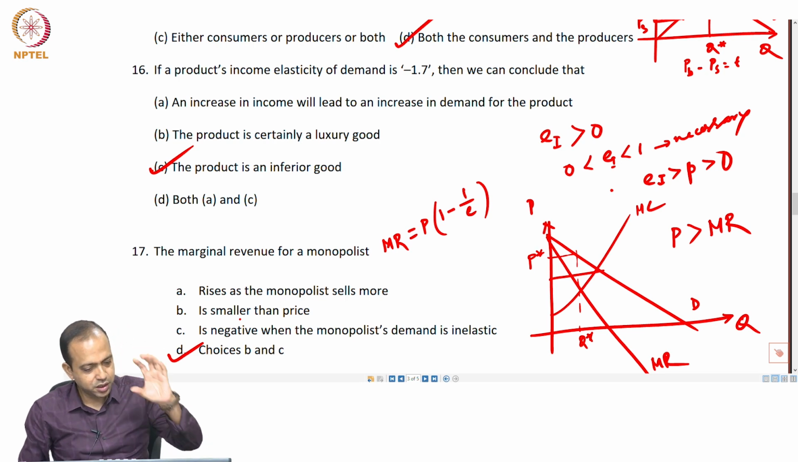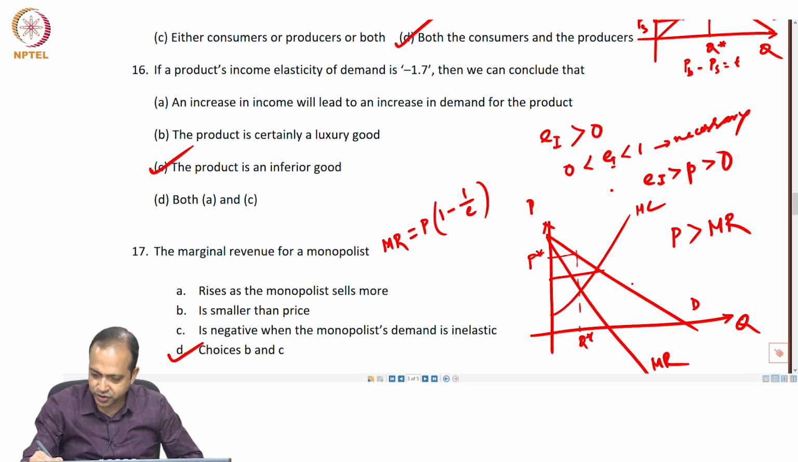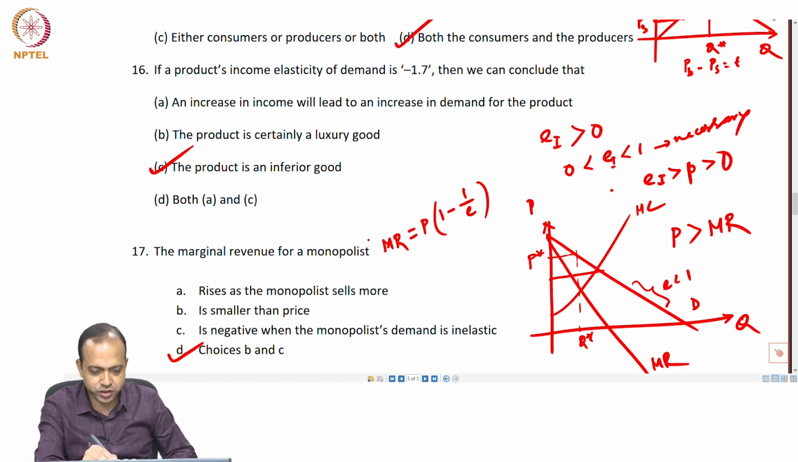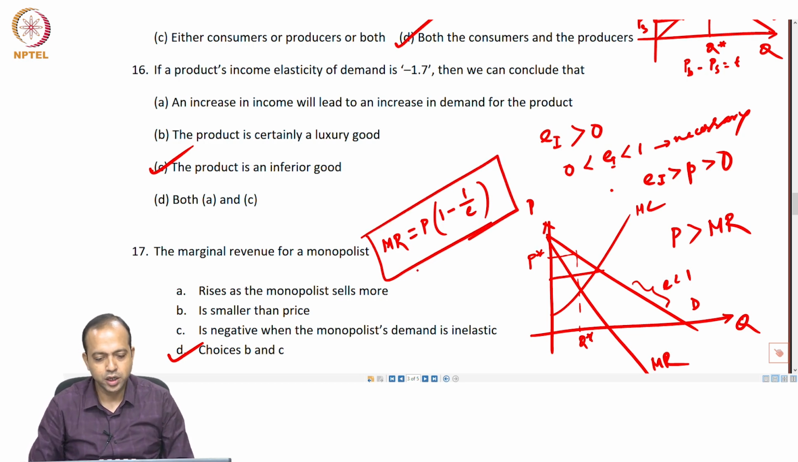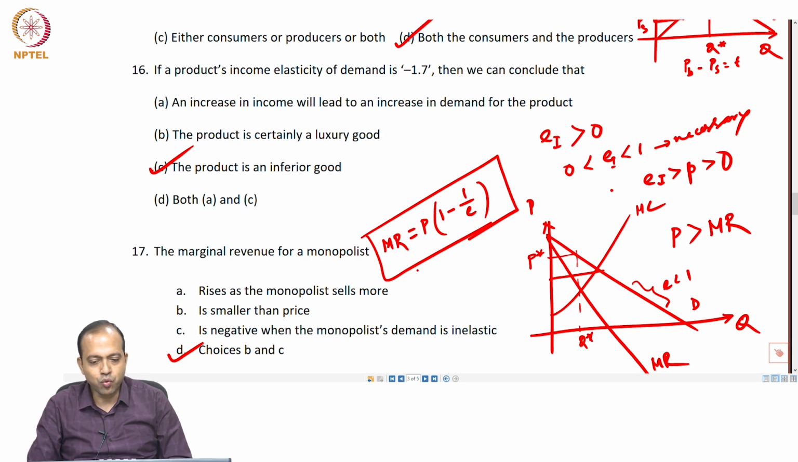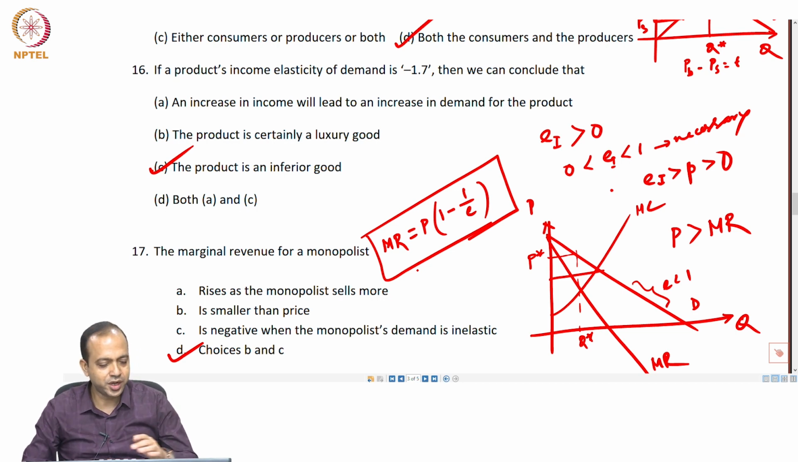For a monopolist, MR is less than P, marginal revenue is smaller than the price, that is true. It is negative when the monopolist demand is inelastic. So, that means in this region, the lower portion, when E is less than 1, from this relationship, MR equals P into 1 minus 1 by E, which we learned earlier, you put E less than 1, you will get MR negative. So, that is why the answer is both B and C.